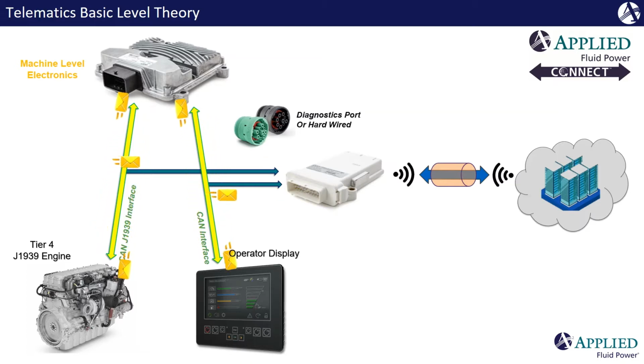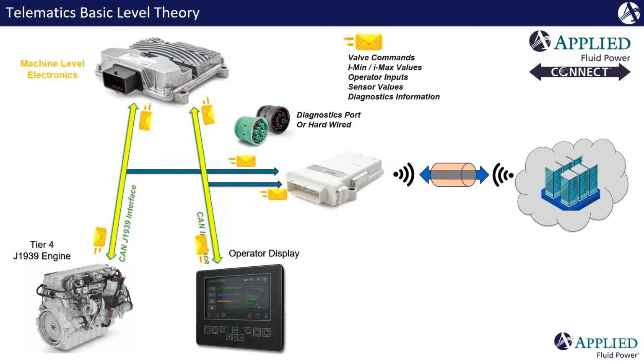On the display, there may be a whole bunch of IMIN, IMAX values. There's going to be operator inputs, settings, and control values. There's going to be a ton of information going from the display back to the controller. Along with that, we could also look at valve commands, operator inputs, sensor values, and then here again, other diagnostics information, maybe like DM1 messaging.